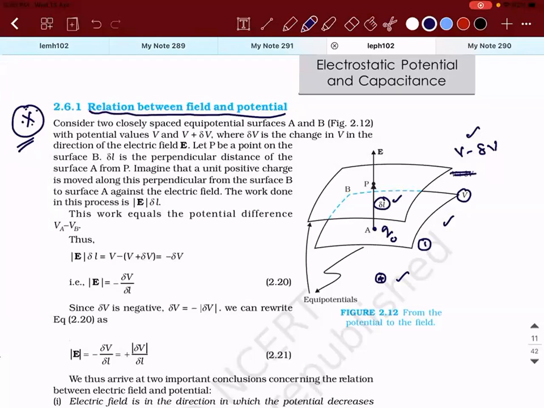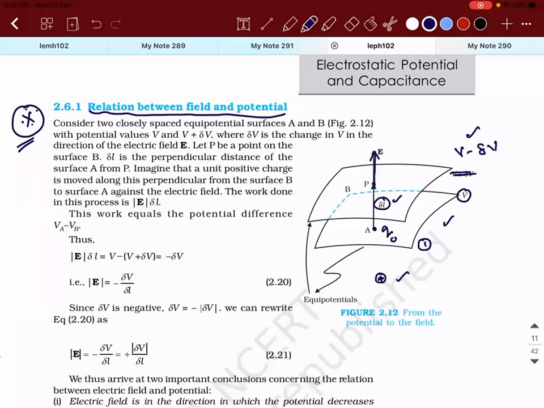There is a test charge Q0 which is moved from one equipotential surface to another, the parallel one, in the direction perpendicular to it, meaning along this line. To put it in simple terms, it is moved in the direction of the electric field. Think about it: perpendicular to the surface is parallel to the electric field. Does that make sense?